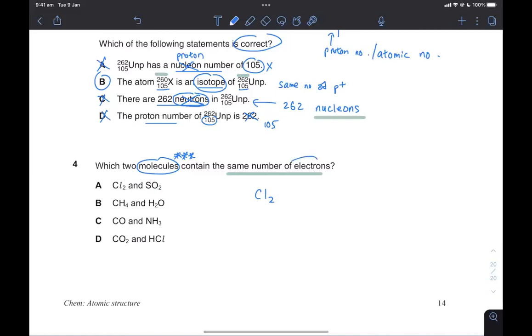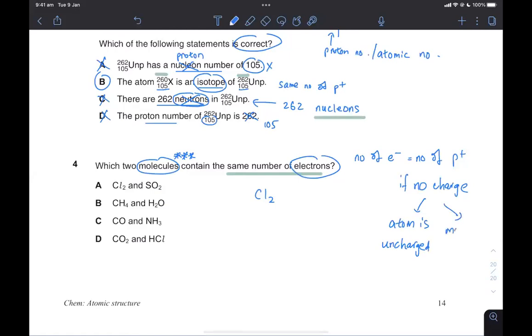Now, we know the number of electrons equals the number of protons if no charge. Your atom has no charge. Atom is uncharged overall. So far, you know that. Now, this is a molecule. A molecule consists of 2 or more atoms combined together. Elements, compounds, mixtures, molecules, those kinds of stuff. Molecule is also uncharged. You look at the molecules there, none of them have any charge. So if a molecule is uncharged, that means the number of electrons equals the number of protons.